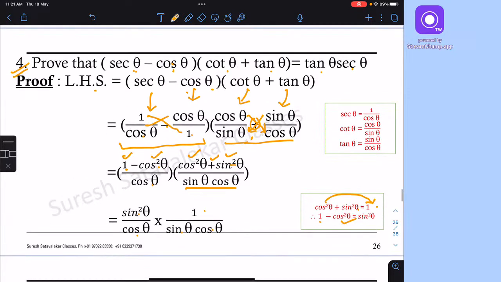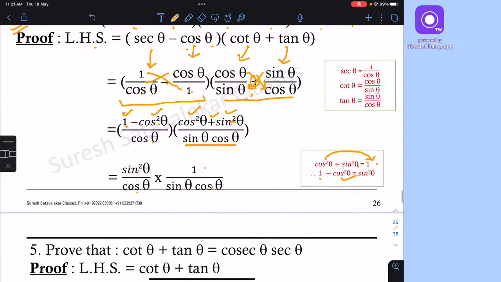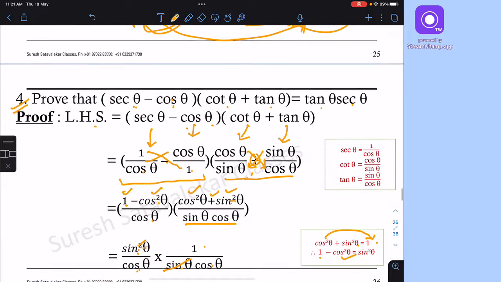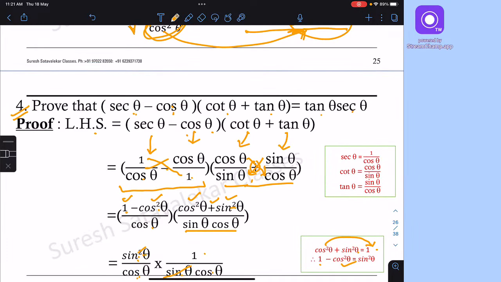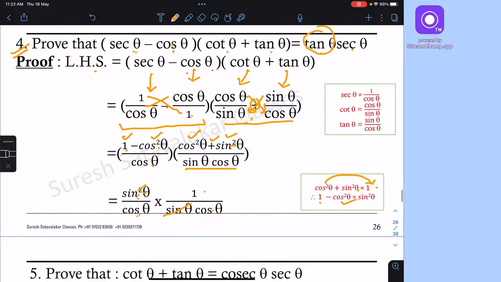Now if you see the right hand side, it is tan theta. So here 1 sin theta will cut with 1 sin theta. 1 sin theta will remain. So this 1 sin theta and 1 cos theta. Sin theta upon cos theta is tan theta. So that you got. On RHS you want tan theta, and another is 1 upon cos theta, that is equal to sec theta. So you started from LHS and you can get RHS.